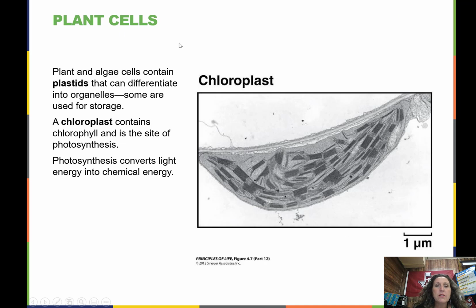So now I'm going to specifically talk about organelles found only in plant cells. So plant and algae cells contain plastids that can differentiate into organelles. So these plastids are typically like just sacs for storage. Now, the big deal is these chloroplasts, which look like stacks of pancakes with little lines coming off of the side. And this contains chlorophyll, which is a pigment and is a site of photosynthesis. And photosynthesis is where energy is converted from light energy to chemical energy. So we take the sun's light and we create food for the plant.